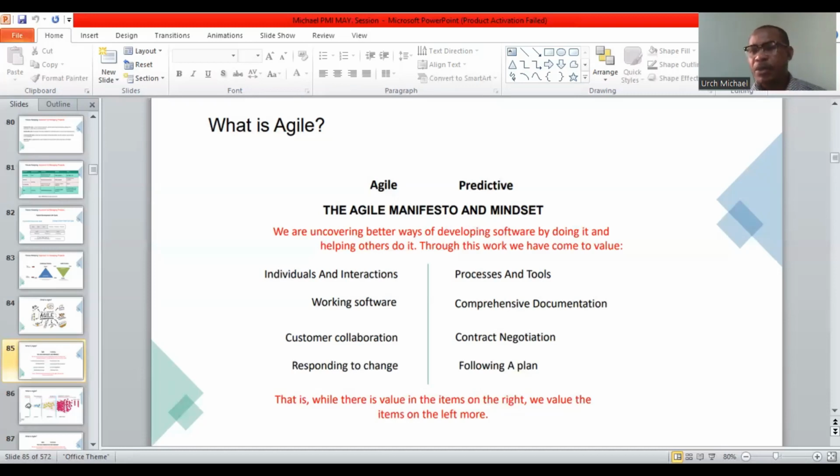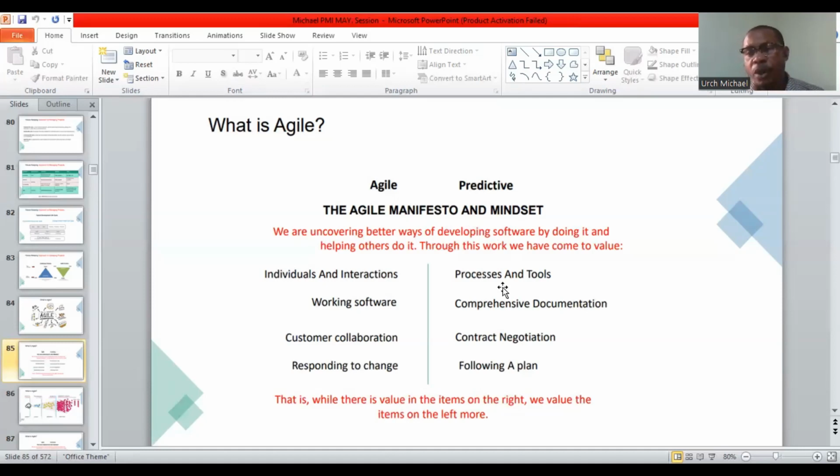Like in the predictive methodology, you can't just respond to change. You have to go through what we call a change control system, where you will have to evaluate the change request. For you to be able to make any change in the predictive methodology, you have to raise a change request.